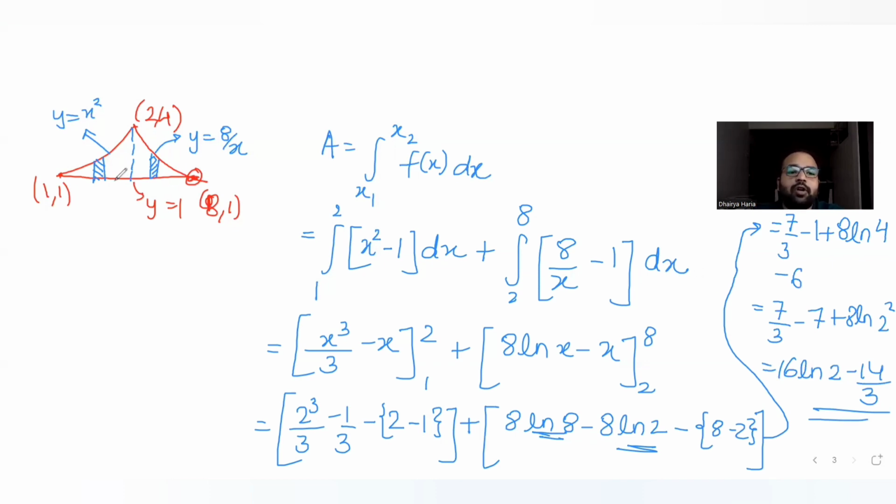So you can take horizontal strip, you can also take vertical strip. If you're comfortable using only this formula, you will get the answer in both the strips. But with the vertical strip you have to set up two integrals and solve both. If you take a horizontal strip, you have to only solve one single integral.